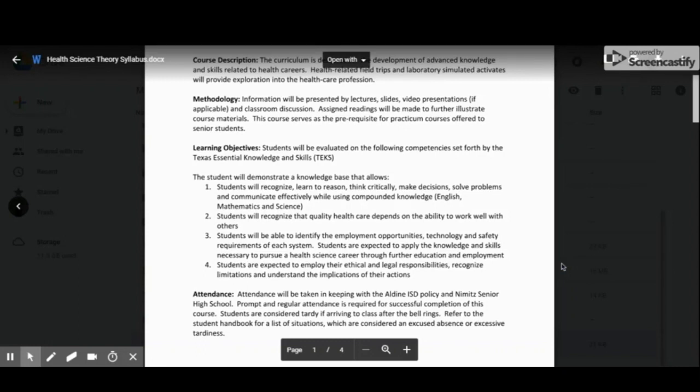Attendance. Attendance will be taken in keeping with the Aldine ISD policy in Nimitz Senior High School. Prompt and regular attendance is required for successful completion of this course. Students are considered tardy if arriving to class after the bell rings. Please refer to the student handbook for a list of situations which are considered an excused absence or excessive tardiness.